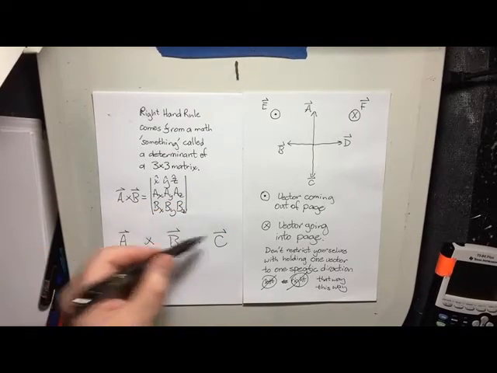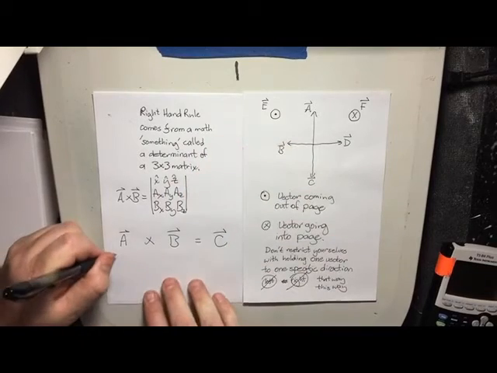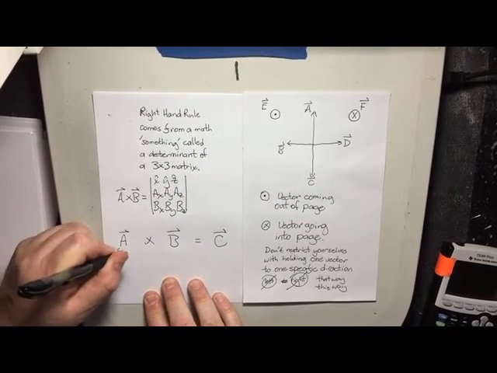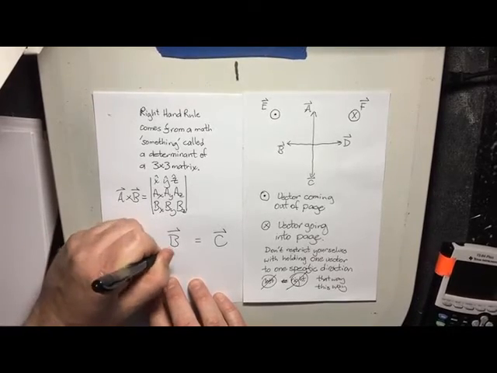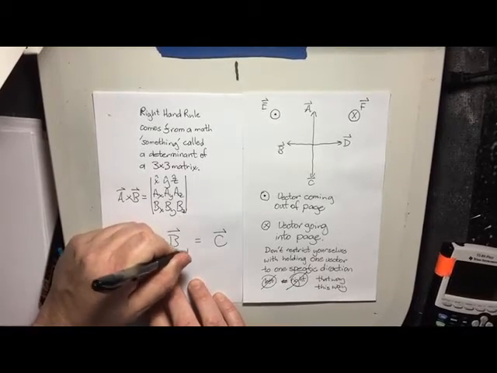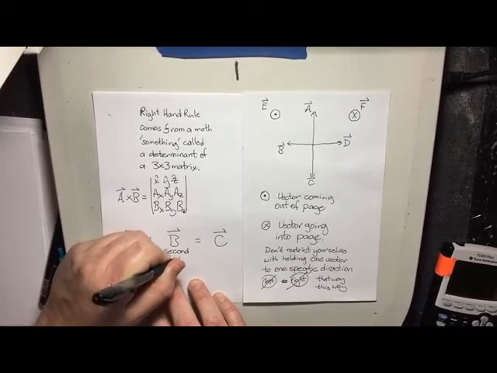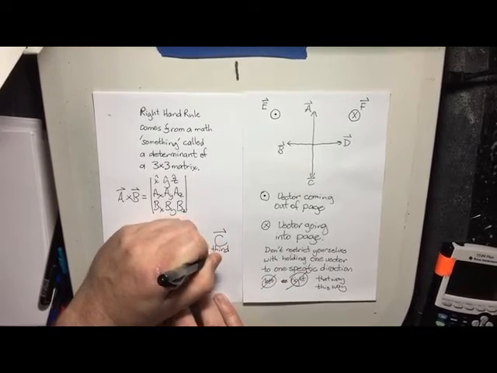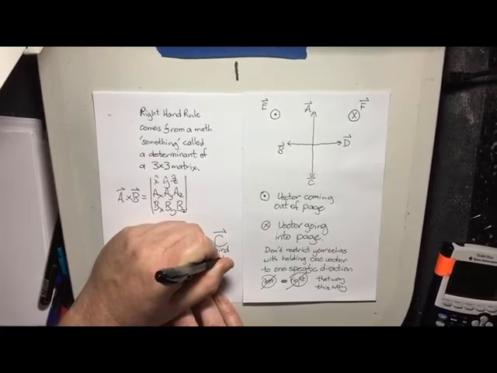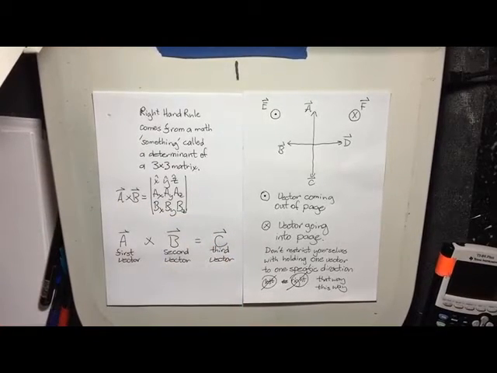now really this A, B, and C is not related to this. It should be more along the lines of first vector, second vector, and third vector. So the A vector is the first vector that you use. The B vector is the second vector that you use, and obviously C is the third, the resultant.